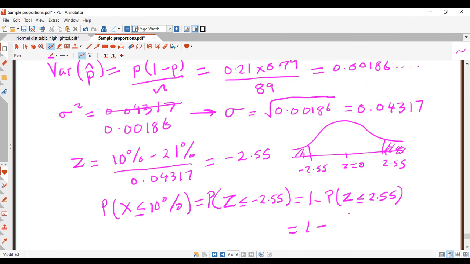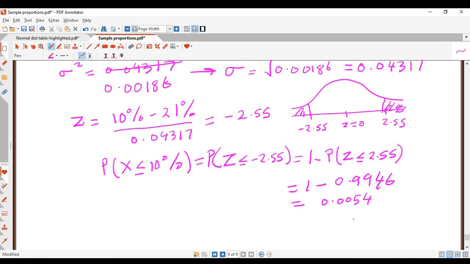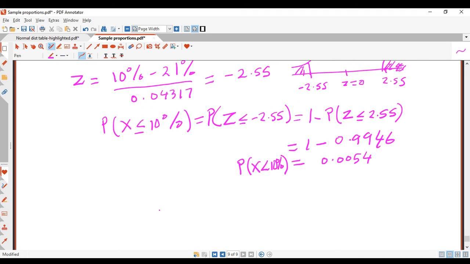Okay, so that means over here, I've got 0.9946, which gives me my final answer of 0.0054. Okay, so the probability of less than or equal to 10% or less than 10% is 0.0054. Now, it did say less than 10%, but we know for a continuous random variable, it's the same. So I can just write this down. That's my answer.